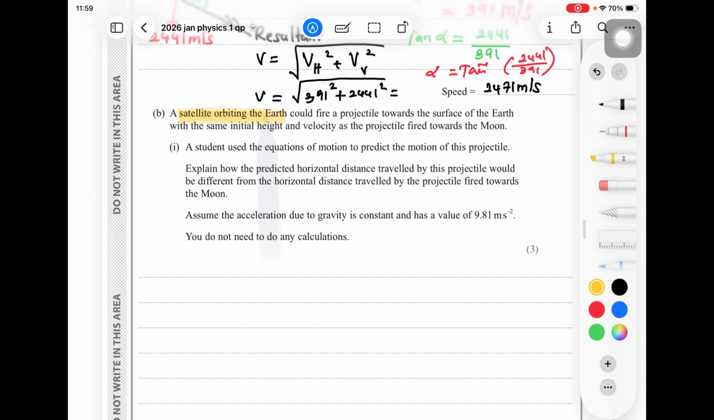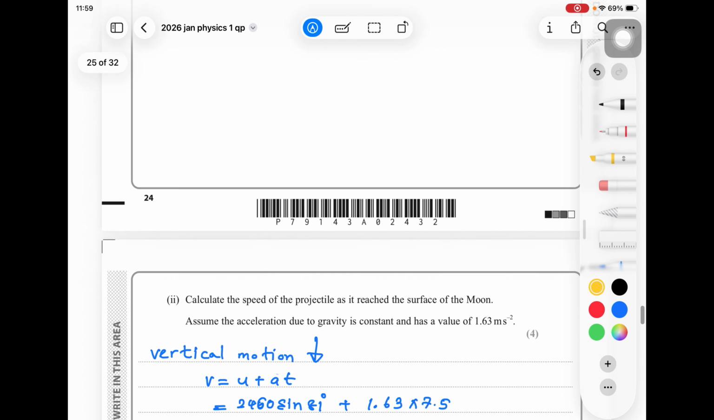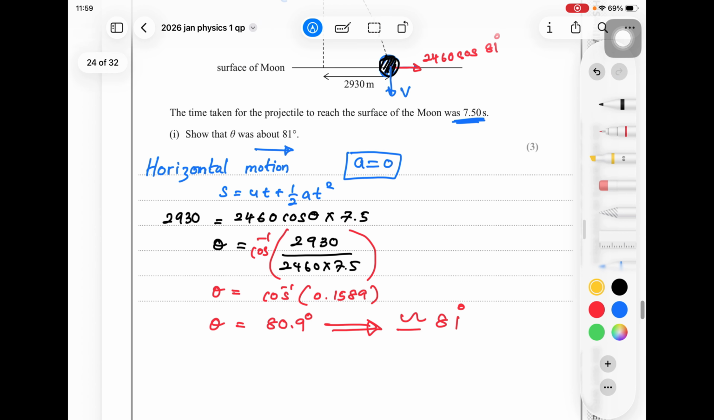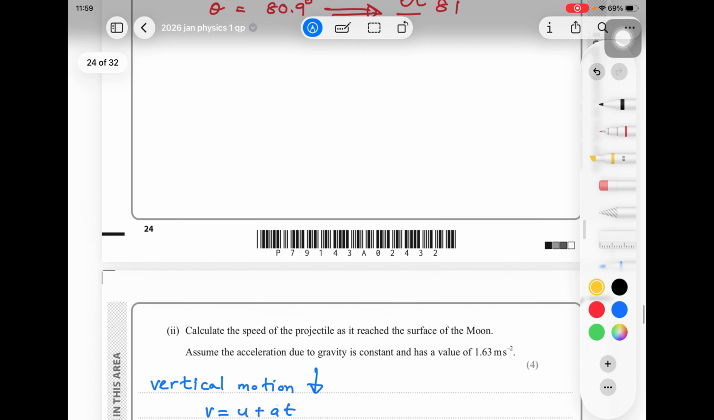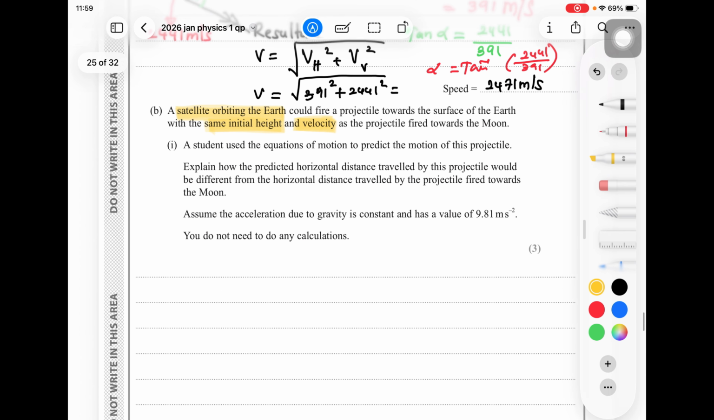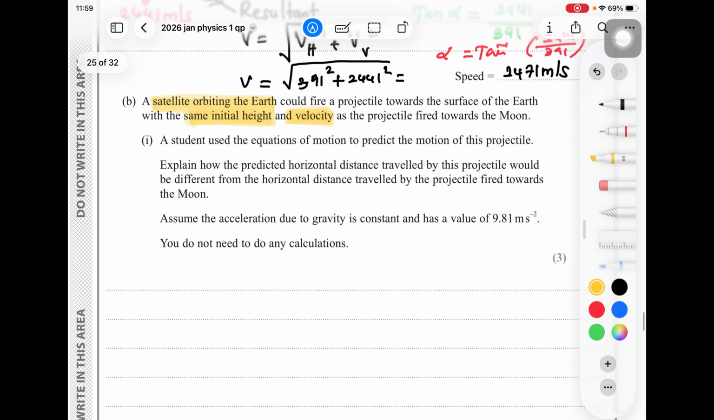Satellite is orbiting the Earth with the same initial height and the same velocity. So they have the same initial height and the same velocity. That means this velocity doesn't change and even this height doesn't change. Okay, so then a student uses the equations of motion to predict the motion of this projectile. Okay, they're gonna do some predictions.